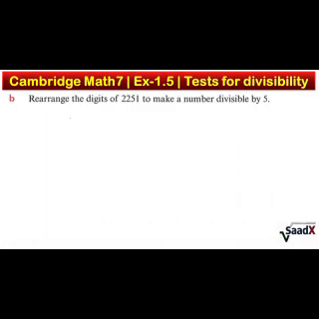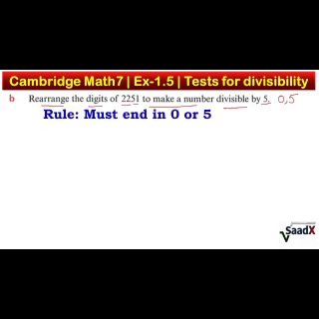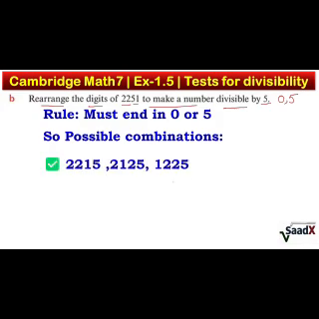11b, rearrange the digits of 2251 to make a number divisible by 5. The divisible by 5 rule is that the number's last digit should be 0 or 5. So let's try to make combinations. It must end in 0 or 5, which is already mentioned. So the possible combinations are 2215, 2125 and 1225, where the last digit is 5.